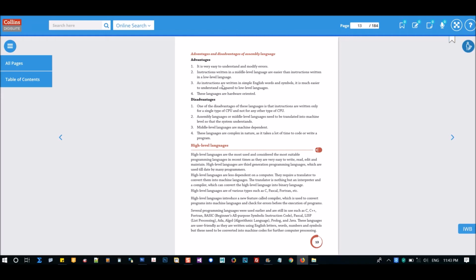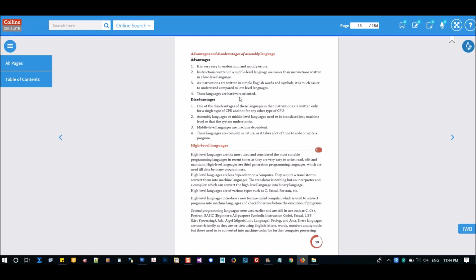Number three, as instructions are written in simple English words and symbols, it is much easier. In assembly it's not written in 0 and 1, but in English words and symbols. Since we use English words, it is easier to understand. If it's written in 0 and 1, it's very difficult to find out what we are trying to write, but if you write in English, it's easier to understand the language.